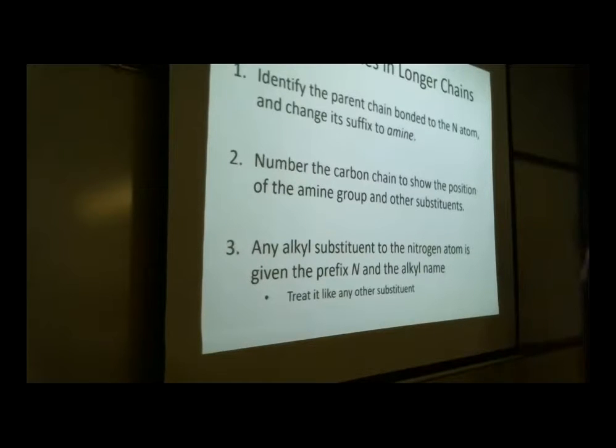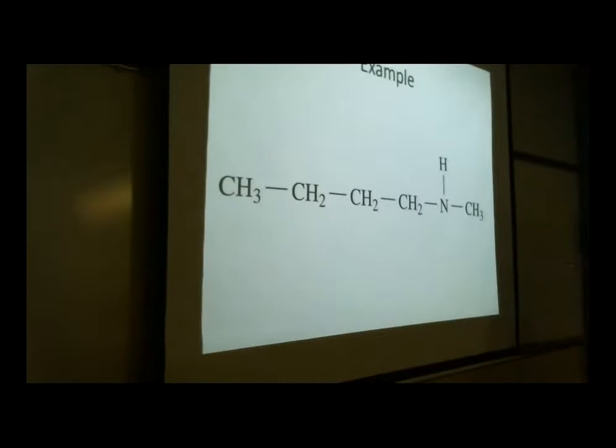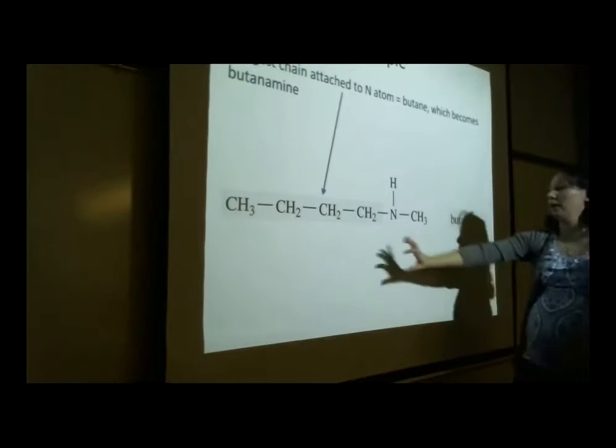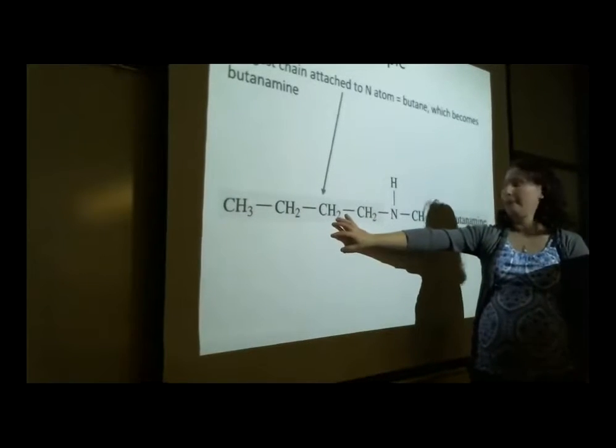No, I don't. Okay. So let's do this one together. So we've got 1, 2, 3, 4 versus 1, right? So we're looking at who's attached to the nitrogen atom, right? This is obviously the longer side, so this is going to be considered the parent chain, okay? So that's a butane. So it's going to be called a butanamine, right?